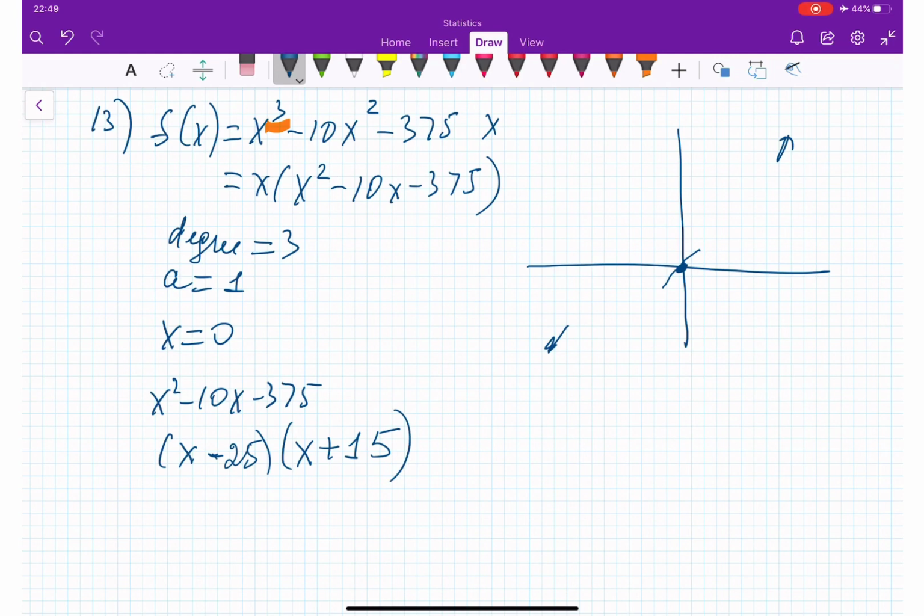Why is that? Because remember, we can factor it the easy way also. This negative 25, when I multiply by 15, I'm going to get negative 375. And if I take negative 25 plus 15, it's going to be negative 10. It's right here.